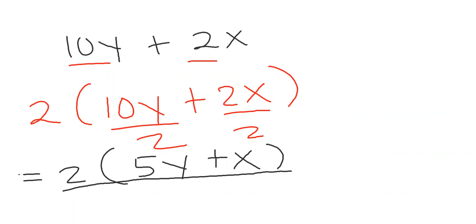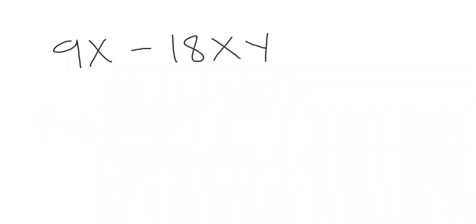Then I'll do another example, example number 3. Let's take, for example, 9x minus 18xy. Now, this one is a little bit different in that we now have common variables in both terms. For example, we have x here and we have x here. But the way we do it is just the same.